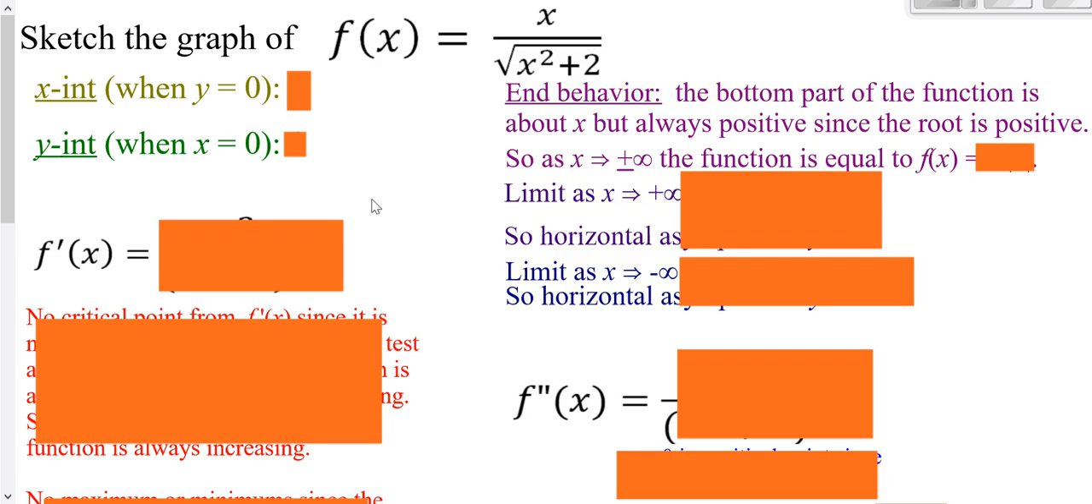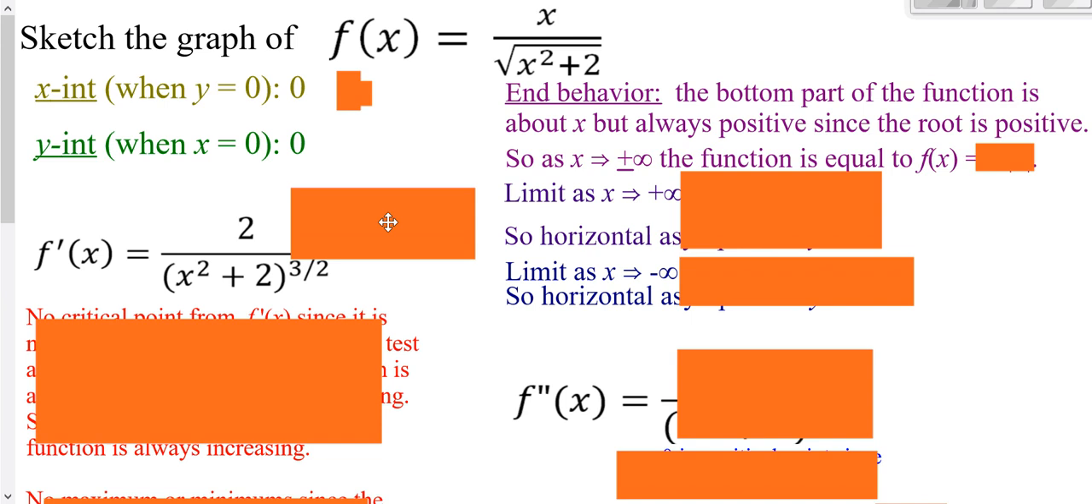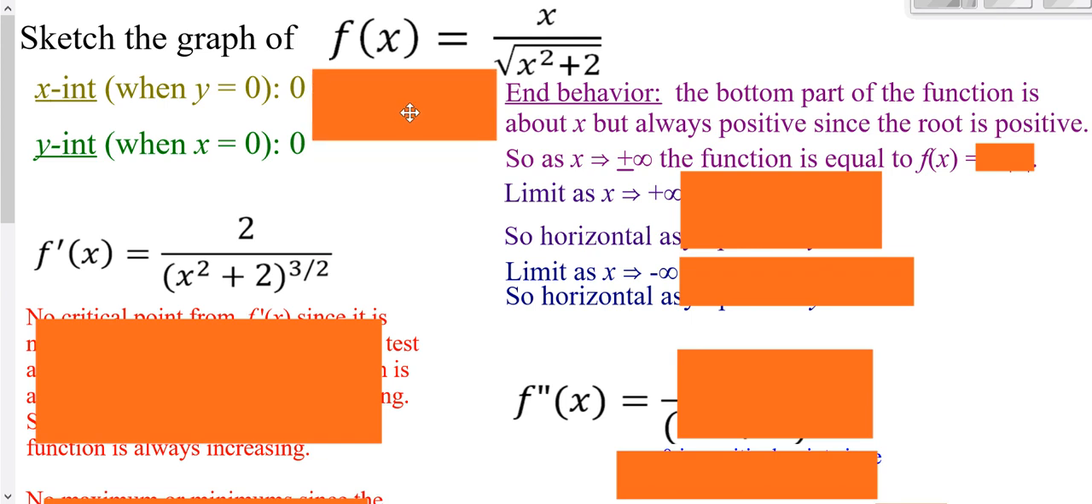So here, do the same thing. Your x-intercept is when you plug in 0 for y, so you set this equal to 0, and when you solve it, you get this. Your y-intercept is when you plug in 0 for x, and you get this. Your first derivative, well, you'd have to do quotient rule. You would get this here.